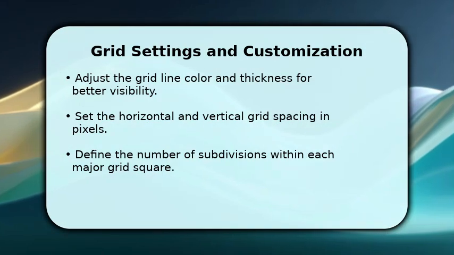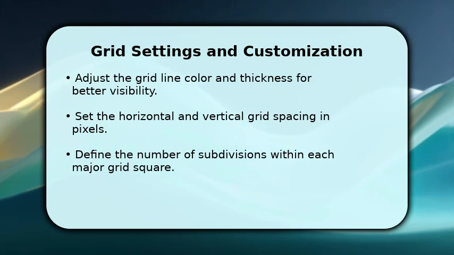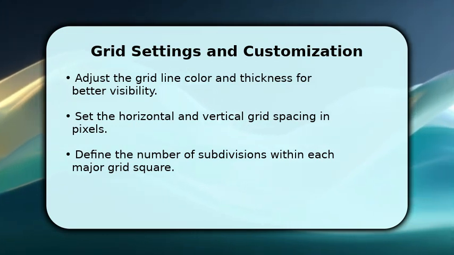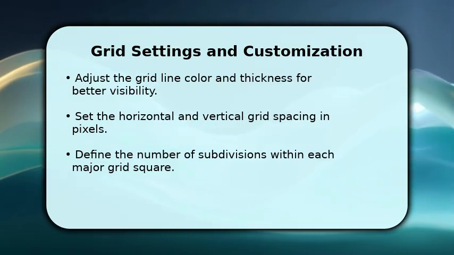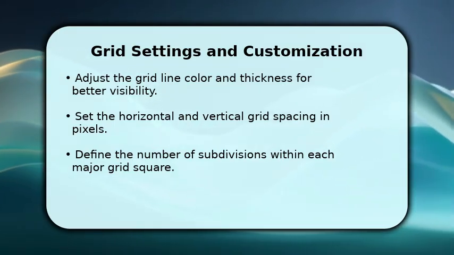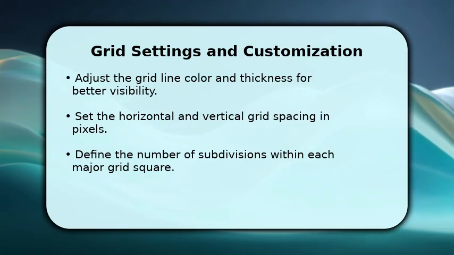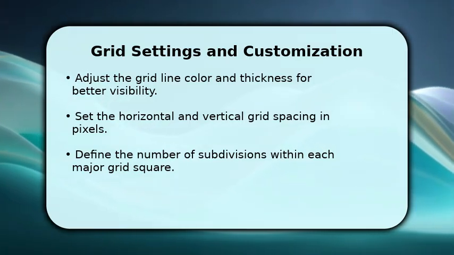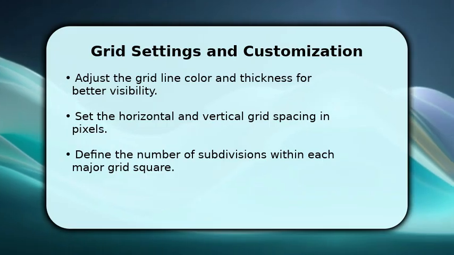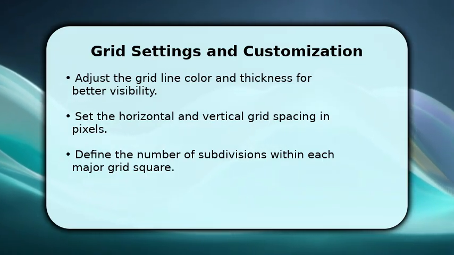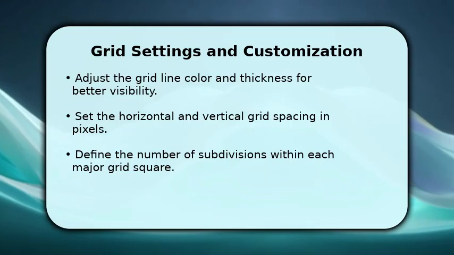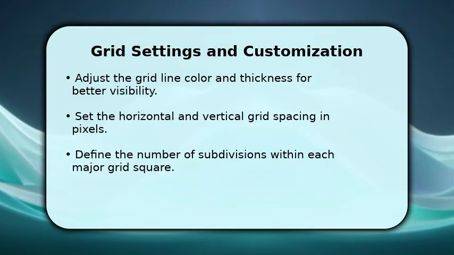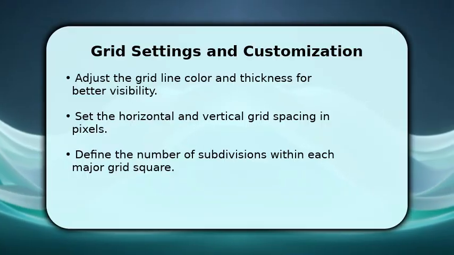Now that your grid is visible, let's dive into customizing its appearance to suit your needs. Within the Grids and Guides docker, you can easily change the color of your grid lines, making them stand out or blend in. You can also adjust their thickness. Crucially, you can set the exact horizontal and vertical spacing for your main grid lines, perhaps to 25 pixels, and then specify how many smaller subdivisions appear within each major square, maybe 4 subdivisions.